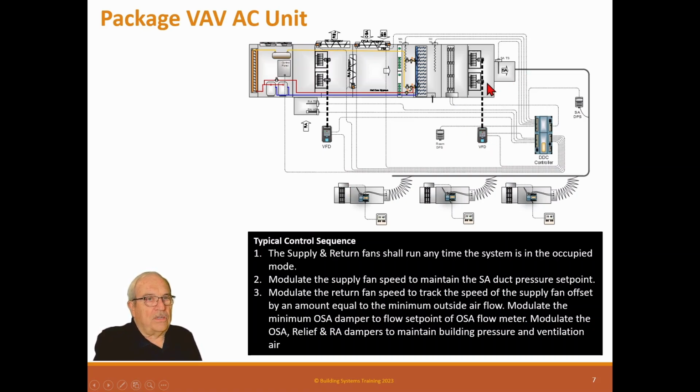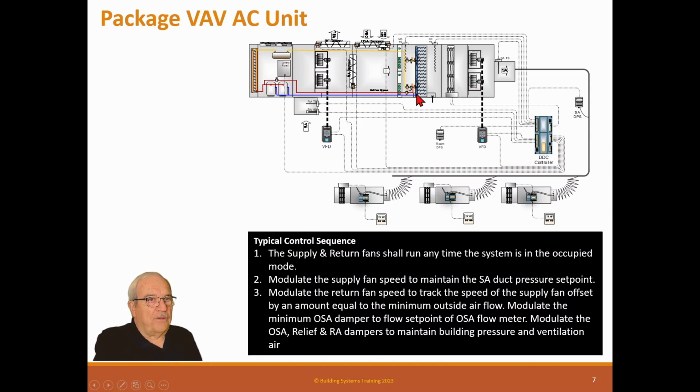Now, when we start slowing down the supply, we have to slow down the return because this is volumetric. This is looking for a certain volume, and if this is set at full speed and this is at half speed, we have a problem. So these fans are actually scheduled, and we'll go over the sequence in a minute, but it follows these supply fans with an offset.